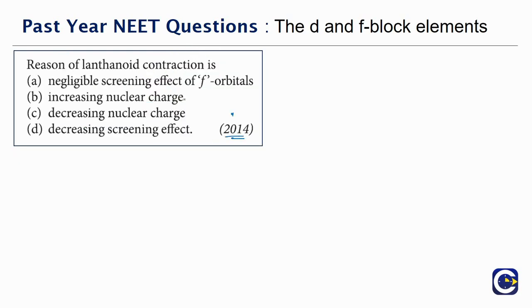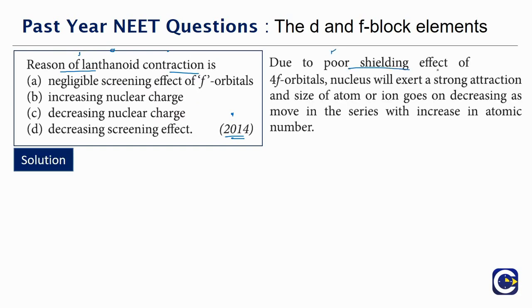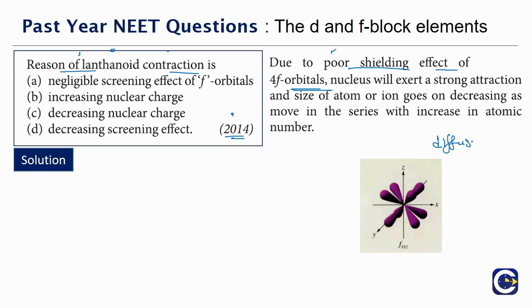Next we have a pretty straightforward question. This has come in 2014. The reason for the lanthanide contraction is, so what is the reason for the lanthanide contraction? The poor shielding effect of the 4f orbitals. As a result of the poor shielding effect, f orbitals are what? They are more diffused in shape. The f orbitals are generally more diffused in shape.